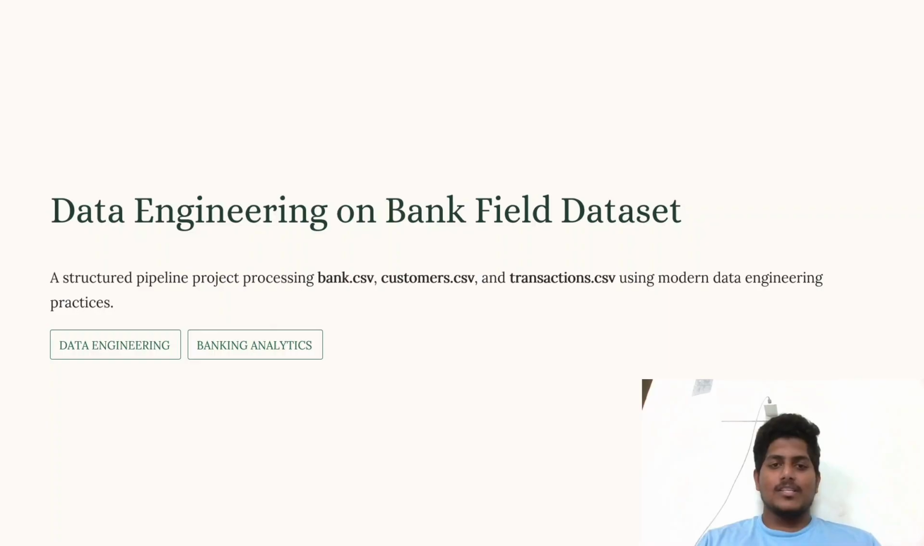Today we are going to discuss a project based on data engineering which is related to the bank field. So we have taken a data set with three tables: bank CSV, customer CSV and transaction CSV. In the bank CSV table we have the branch ID along with the branch name, region and location of the branch, except the total investment of the bank and so on.